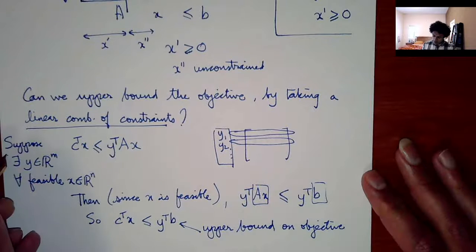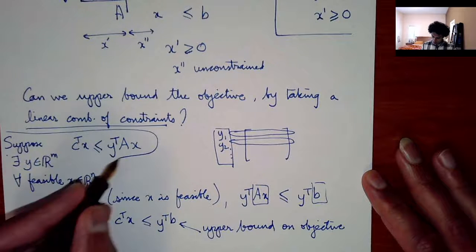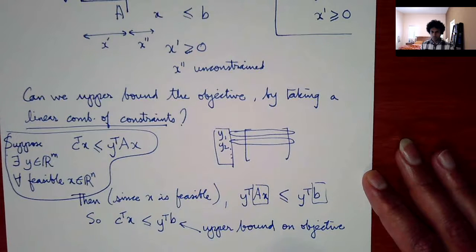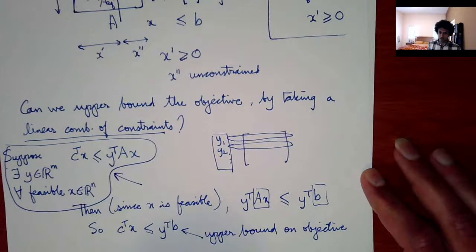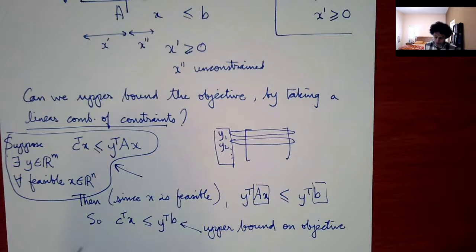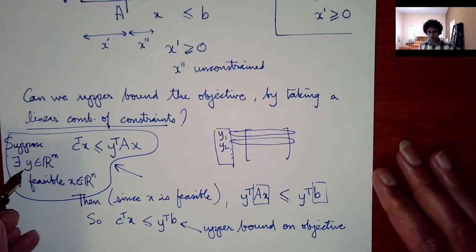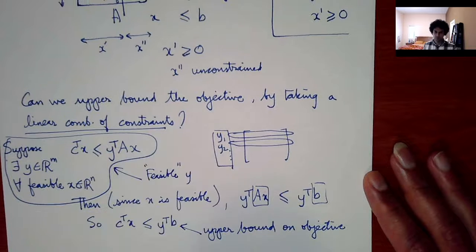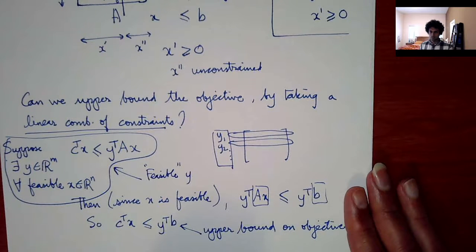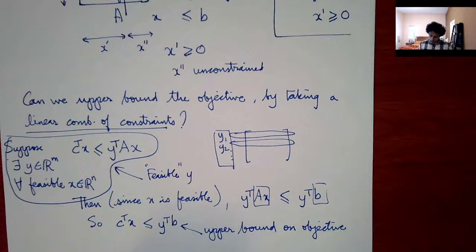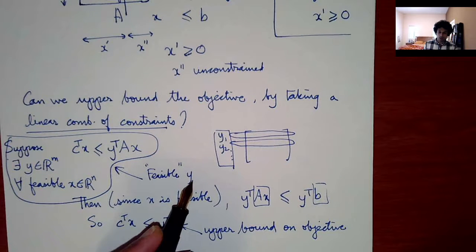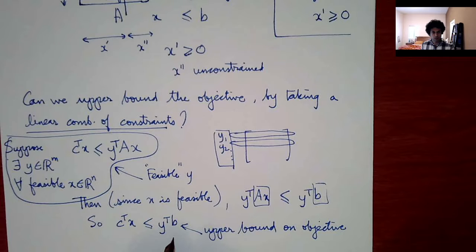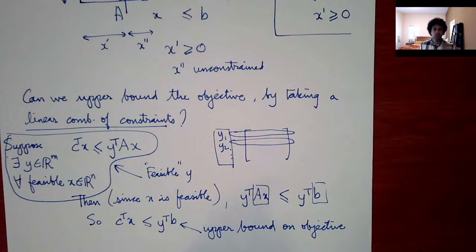So you need to find a Y such that this holds. And this program is in effect called the dual. This is like the feasible set of the dual. So any Y for which this holds, we can think of as a feasible Y. This is our aim. And then we can try to choose a feasible Y that minimizes Y transpose B, and we'll get the best possible upper bound that we can get. And that is what the dual is.